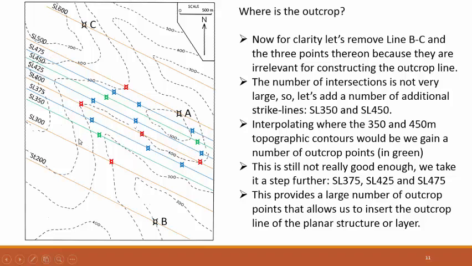You could add additional strike lines, of course, here. Some with the 325 or the 250 or the 550. You can do that in your own time as you like. But I think for our purpose now we have enough intersections to construct the outcrop line of our planar structure or layer boundary.